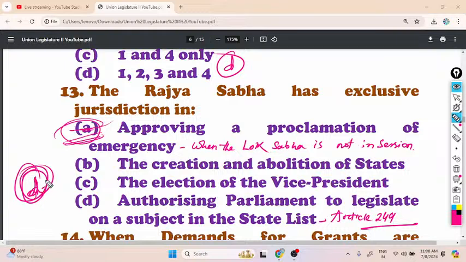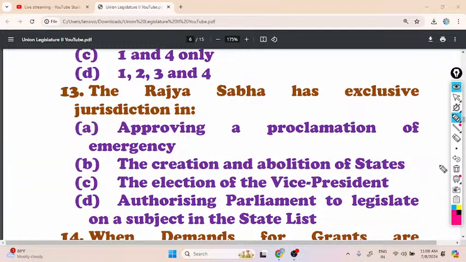Article 249, Article 312, these are exclusive powers. In the case of removal of the Vice President, Rajya Sabha has exclusive power. Rajya Sabha has to initiate the process of removal of the Vice President, after which Lok Sabha will agree. Lok Sabha does not have the power to initiate the process of removal of the Vice President under Article 67. So these are exclusive powers, and here the answer is D. We have already covered question number 13.